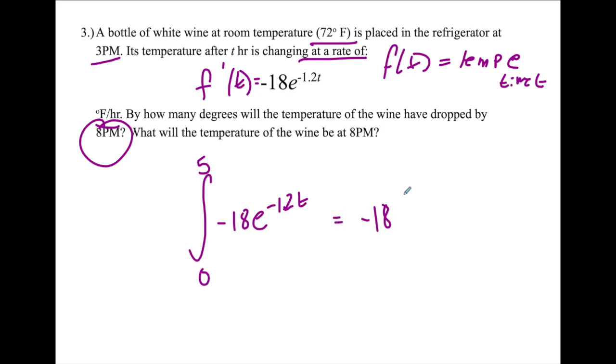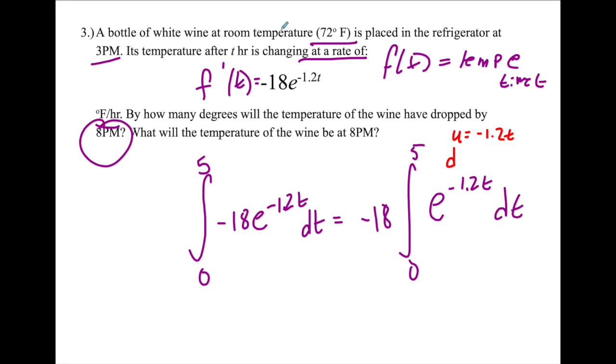I'm going to start by factoring out the constant, negative 18. And what we learned here is you want to do u substitution. With e, you always want to define the exponent to be your u value. Don't put e in there, because when you do that, you're not going to be able to replace everything. This should have a dt, and this should have a dt. So du is equal to negative 1.2 dt.